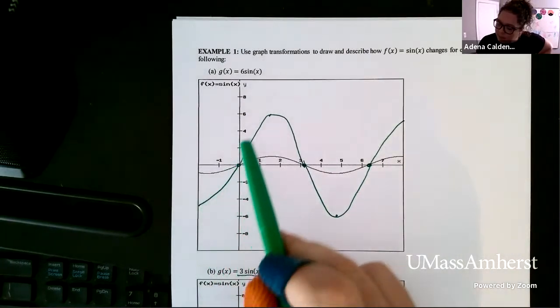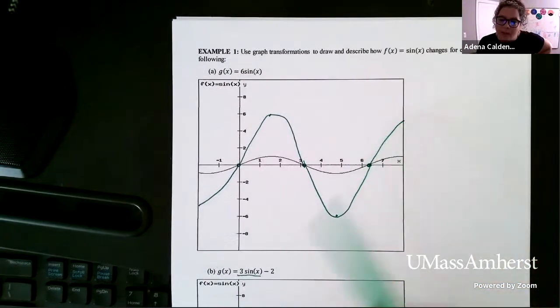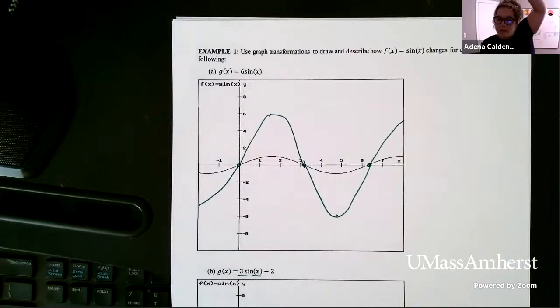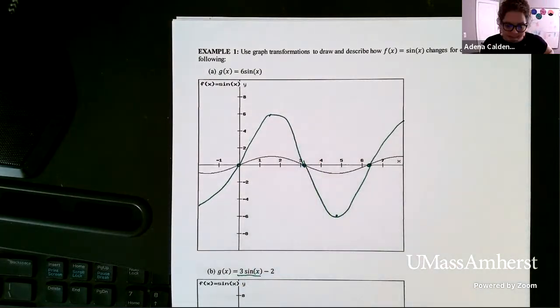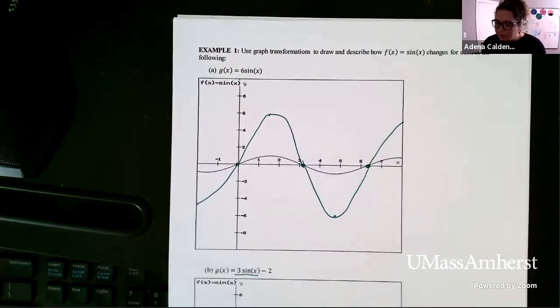And so then I was able to sketch out what that would look like, making sure that I go through the zeros as I go. So what has happened is I've stretched this by a factor of 6 to get 6 sine of x. Okay, let's look at the second one.